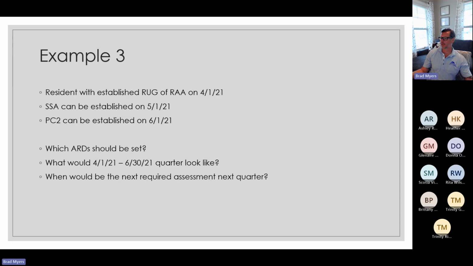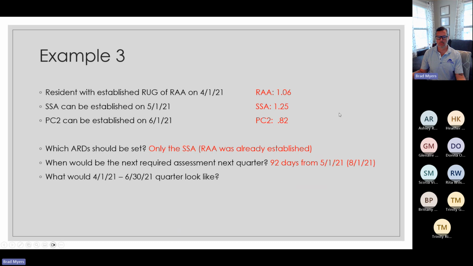I think I have an actual illustration of this. So if this is the resident that had an established rug of RAA on April 1st, either that was the ARD or they came in with that from the March assessment, an SSA could be established on 5/1, and a PC2 can be established on 6/1. Things to think about in your meetings: which ARDs, you see these ARDs coming, which ARDs should be set. What would this quarter look like? And when would the next required assessment be when we reschedule that?